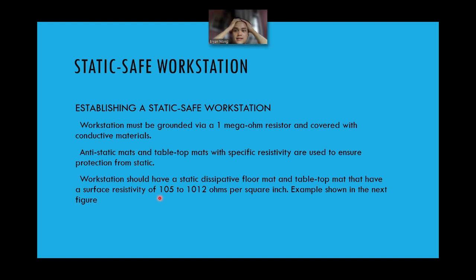Next, static safe workstation. We have to establish a static safe workstation. So how are we going to do that? Let me explain. The workstation must be grounded via a 1 mega ohm resistor and covered with conductive materials. That is how we have a static safe workstation. Anti-static mats and tabletop mats with specific resistivity are used to ensure protection from static. The workstation should have a static dissipative floor mat and tabletop mat that have a surface resistivity of 10^5 to 10^12 ohms per square inch.